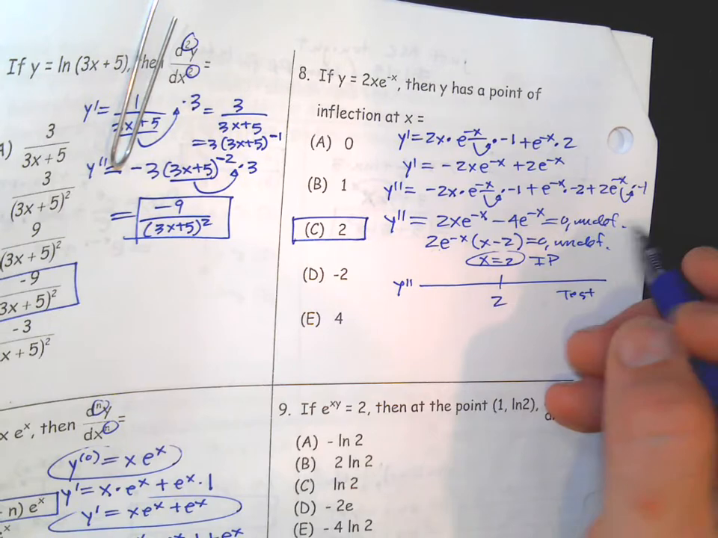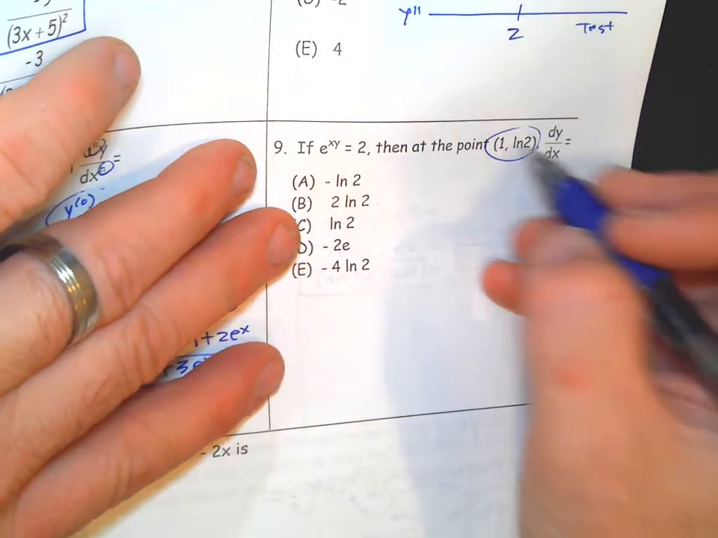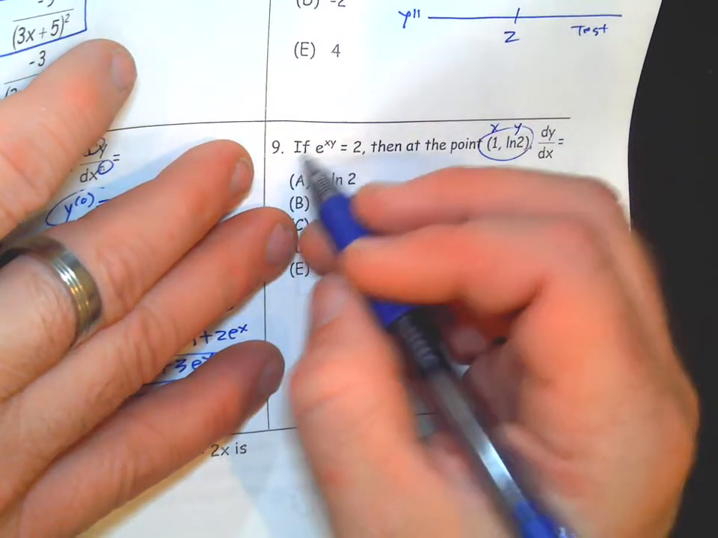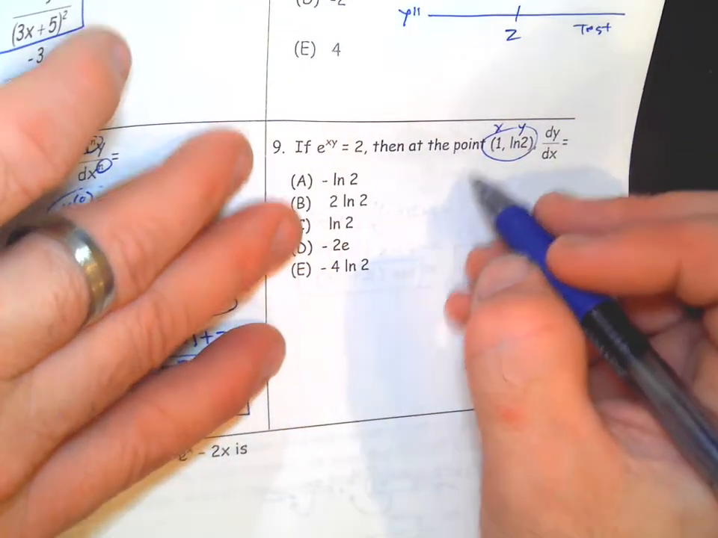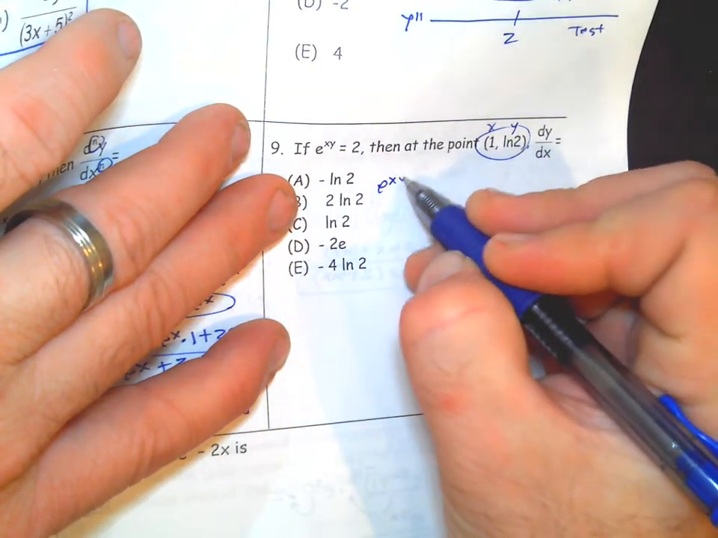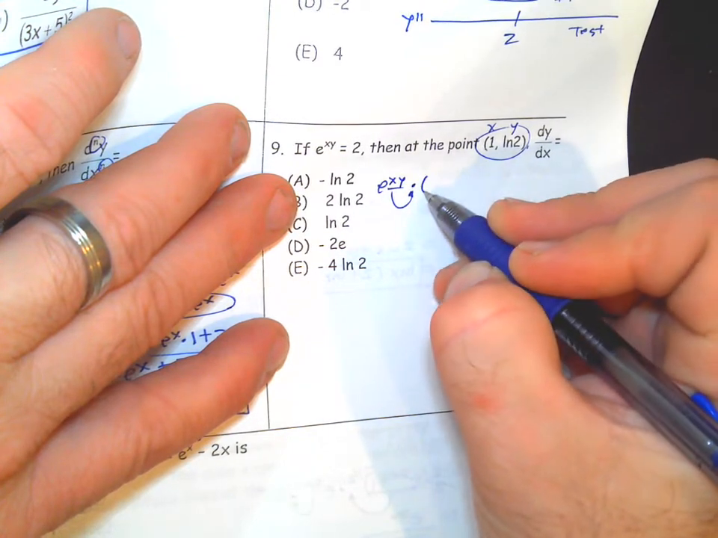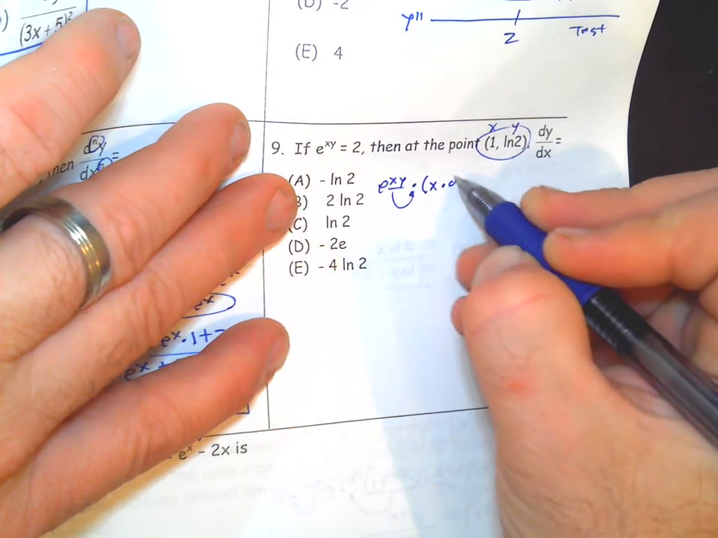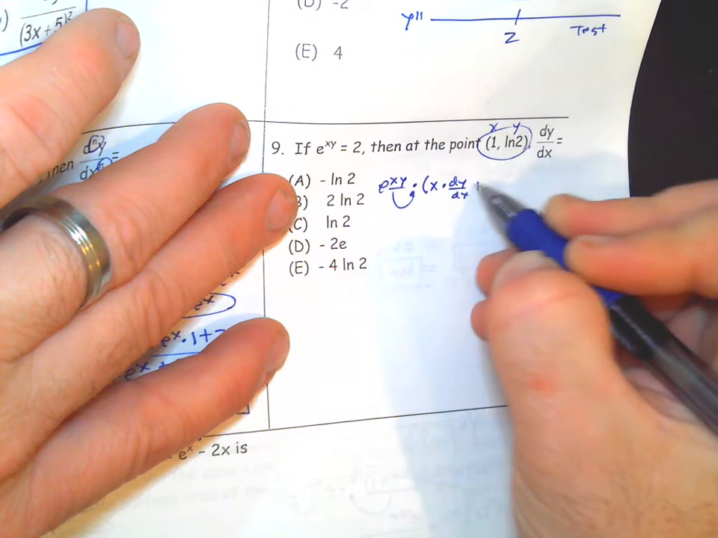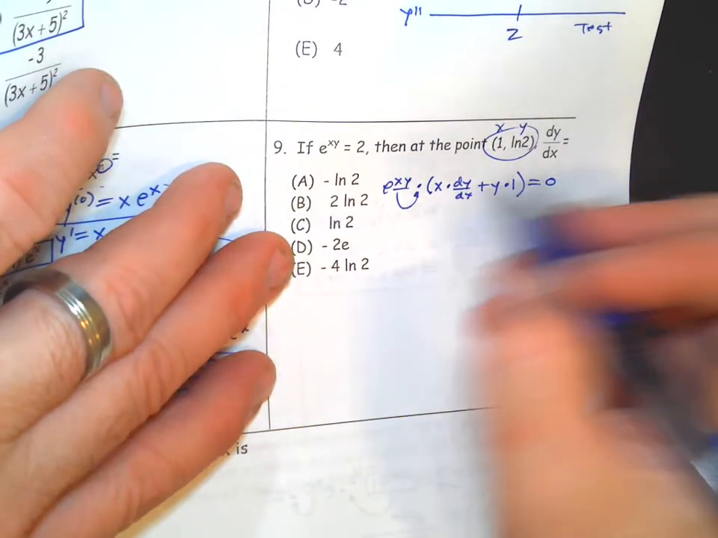So, number 9, we want to find the derivative at this xy point. This looks like a good implicit derivative, and we have an x and y value, so it should work out fine. The derivative of e to the xy is e to the xy times the derivative of what's inside, which is product rule. Better use parentheses. x times the derivative of y is dy/dx, plus y times the derivative of x is 1, equals the derivative of 2, which is 0. Got to put these parentheses around it.